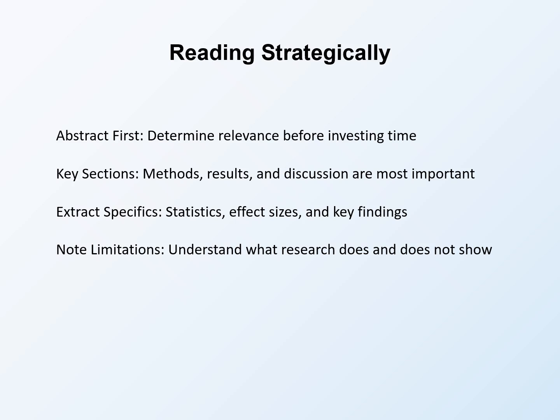For articles that pass the abstract screening, focus on the key sections. The methods section tells you how the study was conducted, which helps you assess its quality and relevance to your context. The results section provides the specific findings, statistics, and effect sizes you may want to cite. The discussion section interprets findings and often identifies limitations and implications.